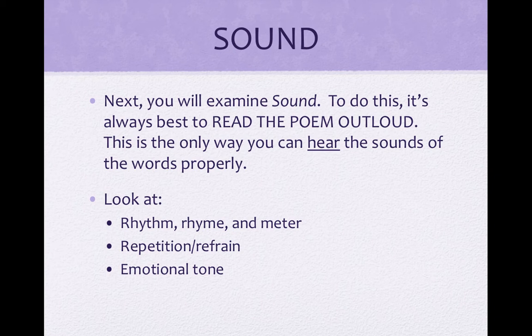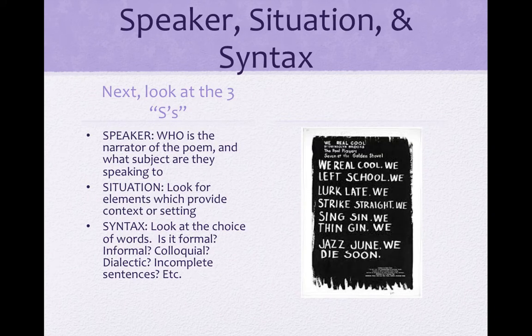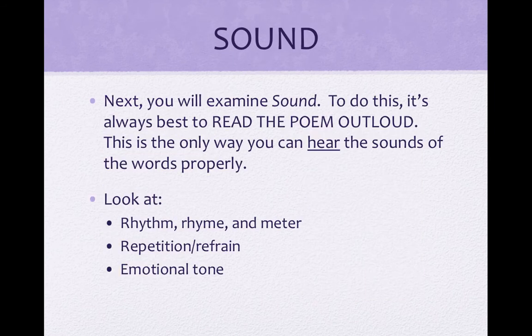You're going to look also at sound. So this is what you're probably used to when you think about poetry. The very best thing you can do is to read it out loud. This is the only way that you can hear versus see the words. If you only read this poem, you would have a very different interpretation than you would hearing the way the beats go and hearing the sound of the language. So the things you want to look at are rhyme, rhythm, and meter. You want to look at any types of repetitions or refrains, and the emotional tone of the poem.